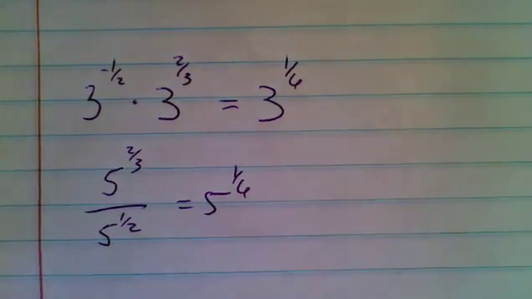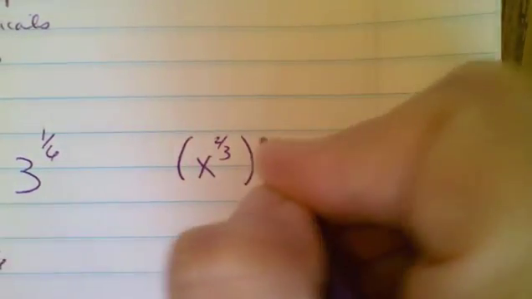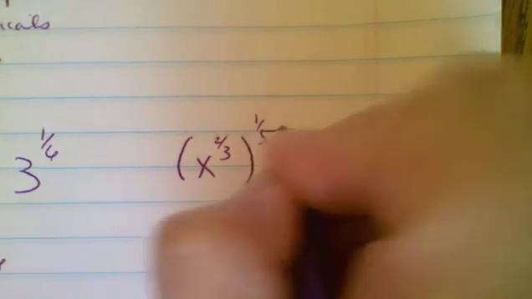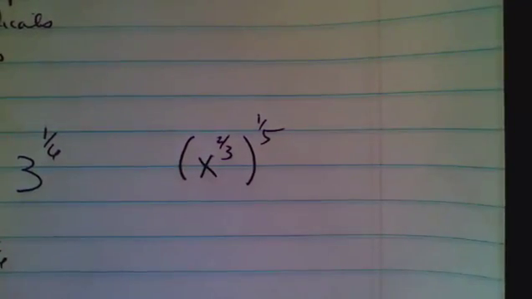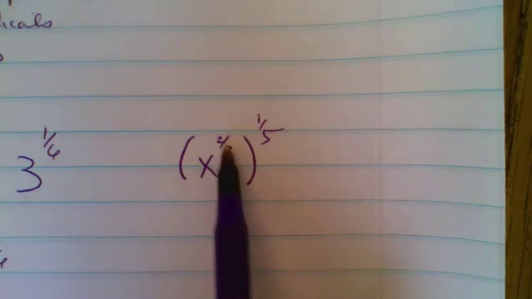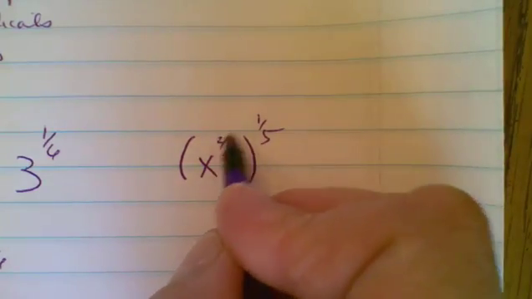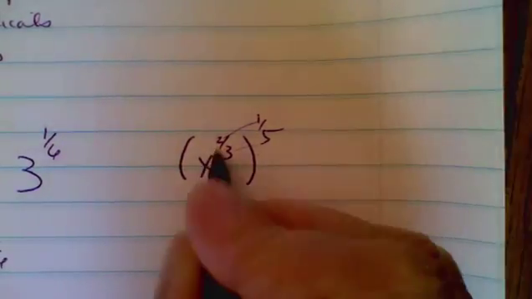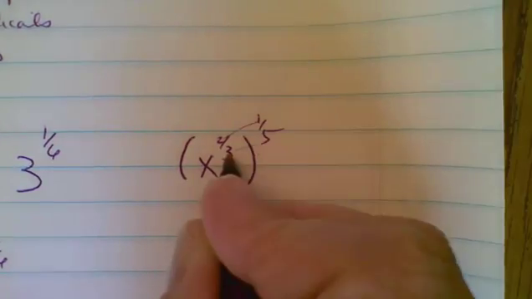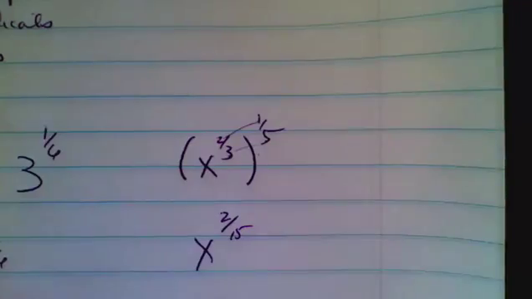Okay? Now, a power to a power, let me do that one over here. If you have something like x to the 2/3 raised to the 1/5 power, now you multiply. And again, you can use your calculator, take 2 divided by 3 times 1 divided by 5, or you can just multiply straight across with fractions. You don't have to get a common denominator. So I'm going to take 2 times 1 in the numerator, 3 times 5 in the denominator, 2/15.